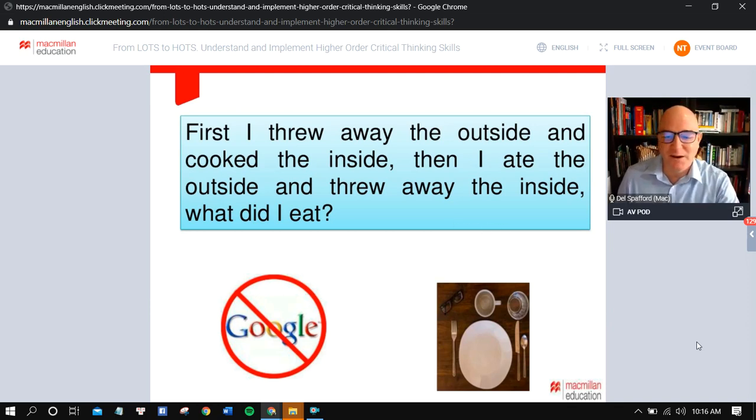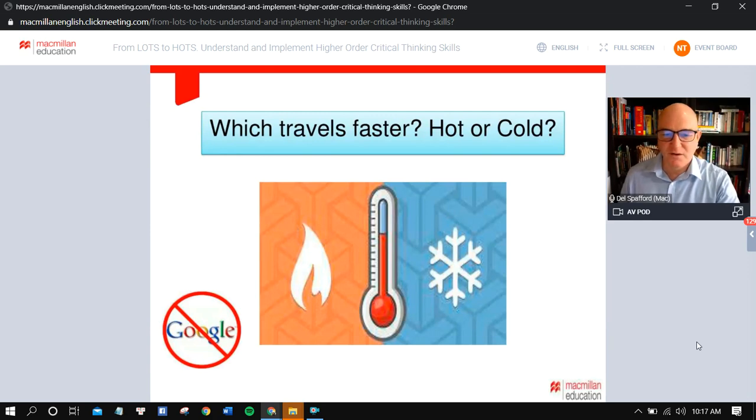So next one, just to get your brains warm, I'm just going to turn off the chats. Next one is, which travels faster, hot or cold? Remember, no Googling. You've got 1 minute. Okay, I'm going to open the chat box. First person to give me an answer. Are you ready? Go.